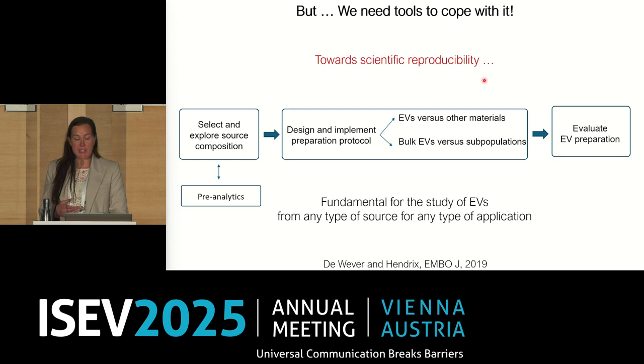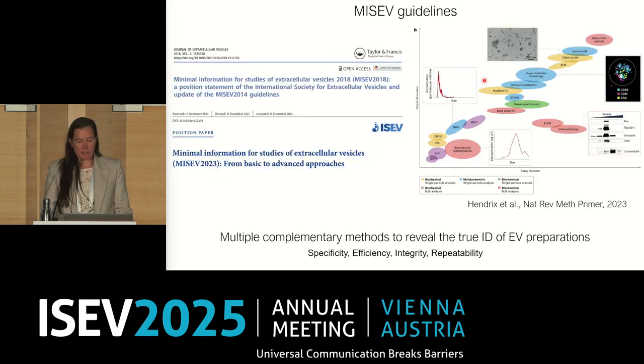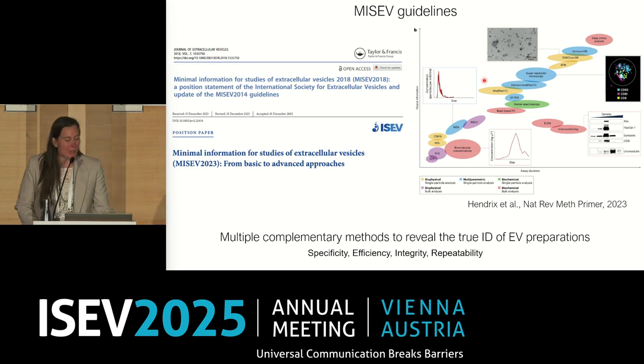different sources. But we need tools to cope with this methodological heterogeneity to ensure that we can also adhere to scientific reproducibility, which is fundamental when we are studying and reporting on any type of EVs from any type of source for any type of application. So tools have been established by the community during the past couple of years. One of the most important tools are, of course, the MISEV guidelines. So here I highlighted the MISEV 2018 and 2023.